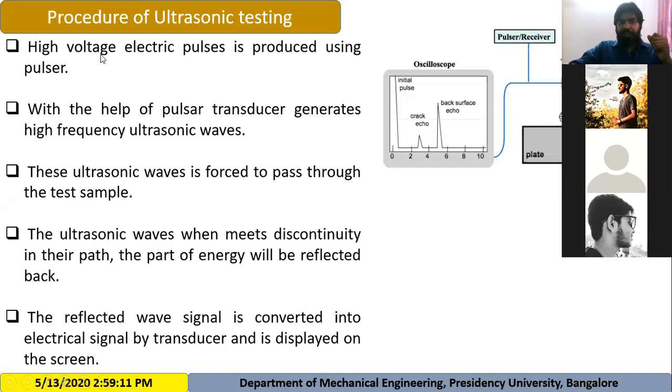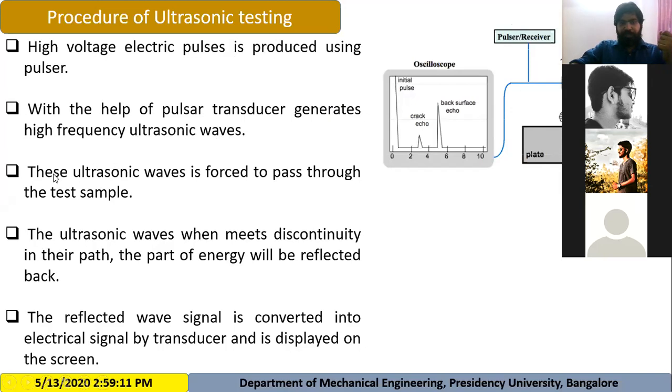Then the high voltage electric pulse is produced using the pulsar. With the help of the pulsar, this transducer generates high frequency ultrasonic waves. So what is the function of this transducer? This transducer is going to produce very high frequency ultrasonic waves, and those ultrasonic waves are forced to pass through the test sample.